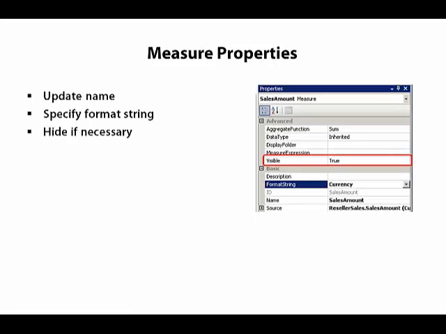When we hide a measure, it will still be available for use in calculations, but when we change the visible property to false here, users of the cube will not be able to view this measure independently.